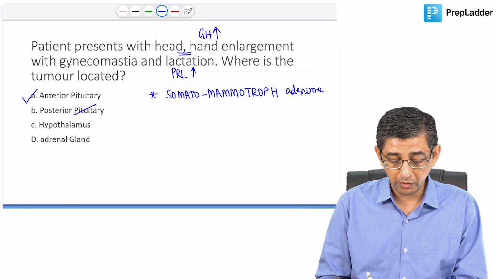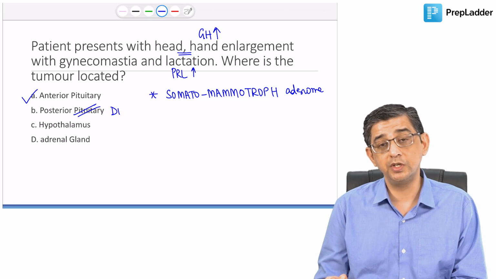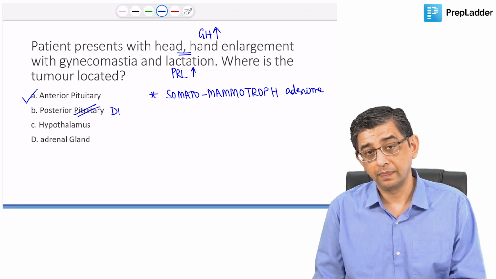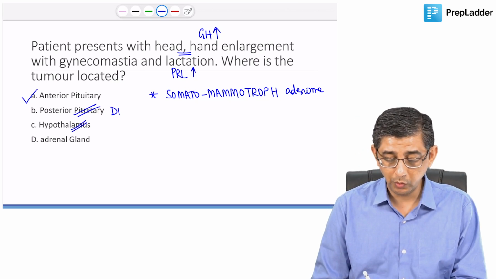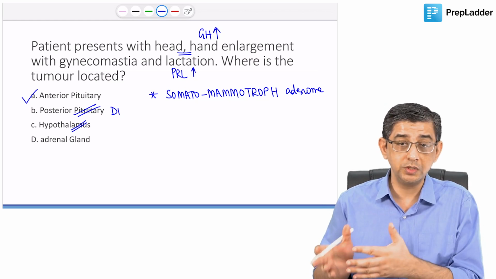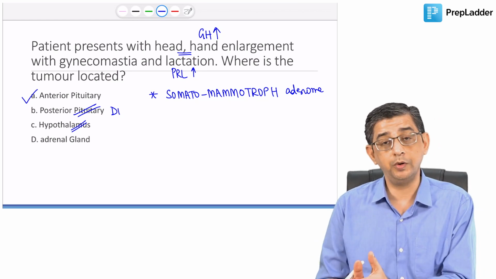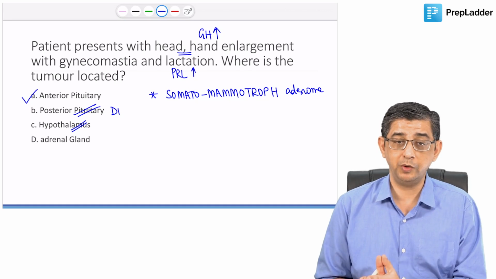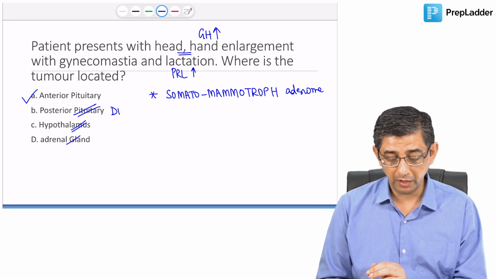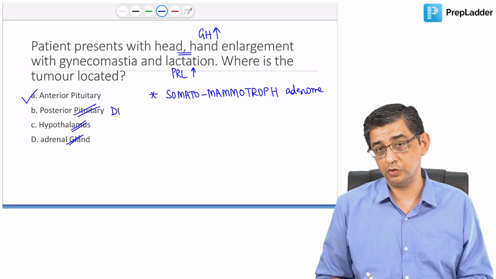You see, posterior pituitary anyway cannot be the answer because that is where you study about diabetes insipidus only, na? When it comes to hypothalamus per se, I'm ruling that out because hypothalamus controls the pituitary. In this condition, the main problem is excessive growth hormone as well as prolactin. And adrenal gland is anyway a dummy choice here. The correct answer to this question is option number A.